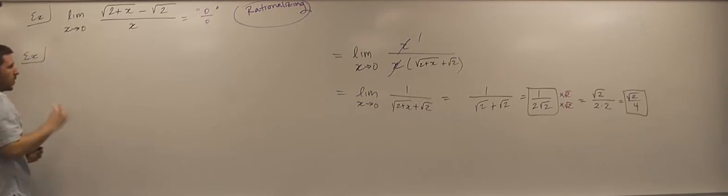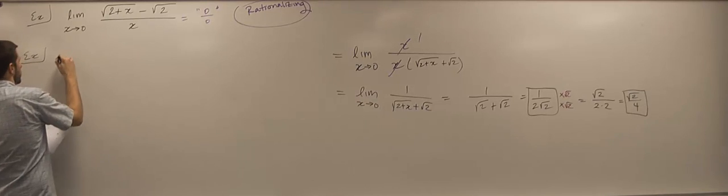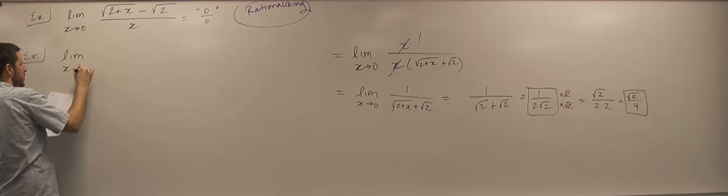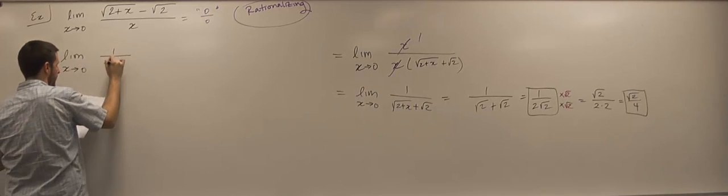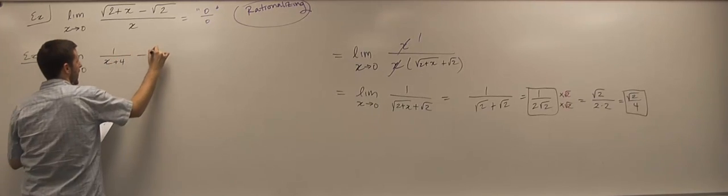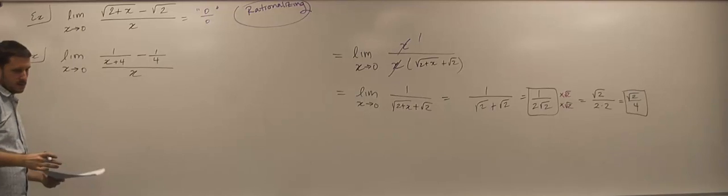So this one doesn't quite fit any format that I gave you, but it still can come up. So let's talk about it. Limit as x goes to 0 of 1 over x plus 4 minus 1/4, all over x.